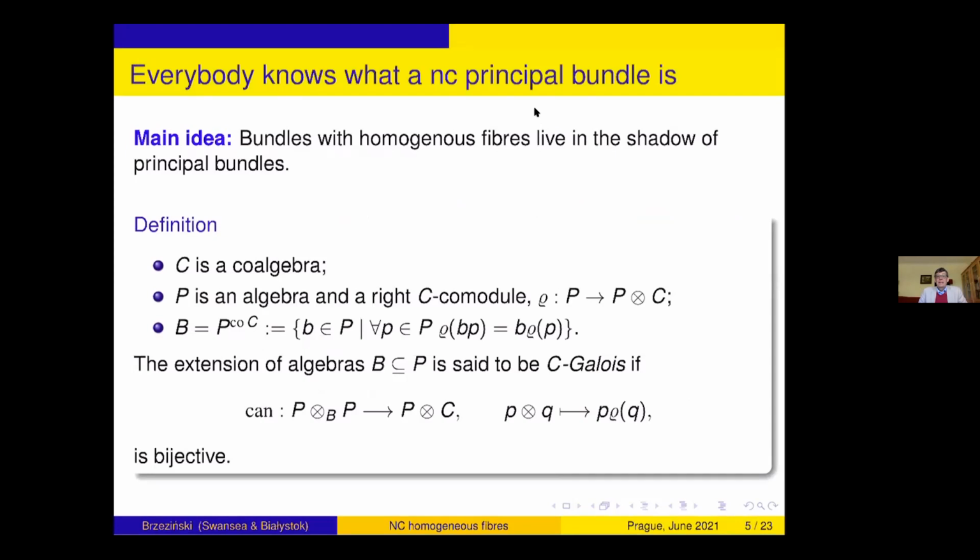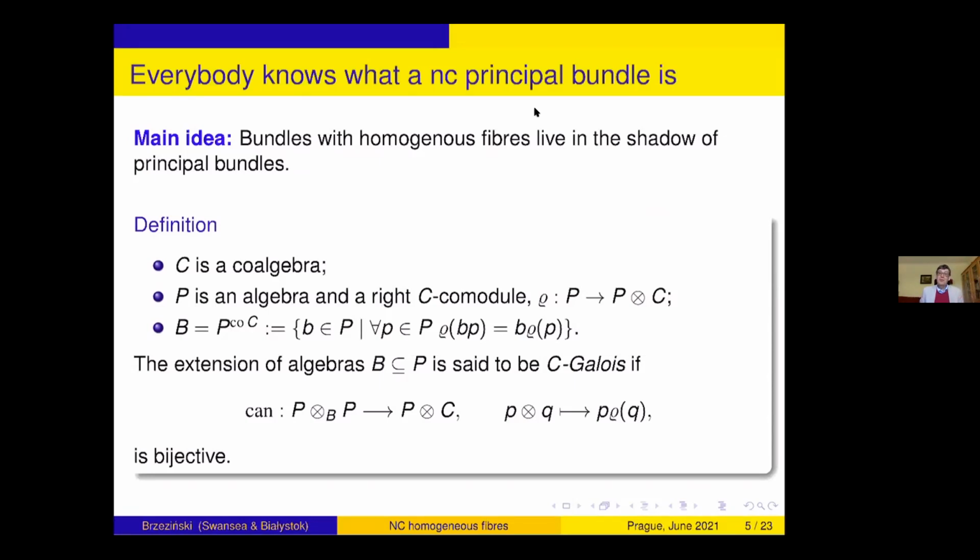Right, so the main idea is that whenever we talk about bundles with homogeneous fibers, and since homogeneous spaces can be understood as quotient spaces, there is some group involved, and one can try to construct first a principal bundle, and then quotient the fibers to get the homogeneous spaces as fibers. So bundles with homogeneous fibers somehow live in the shadow of principal bundles. So I better explain first what the non-commutative principal bundle is, or how we understood it in algebraic terms.